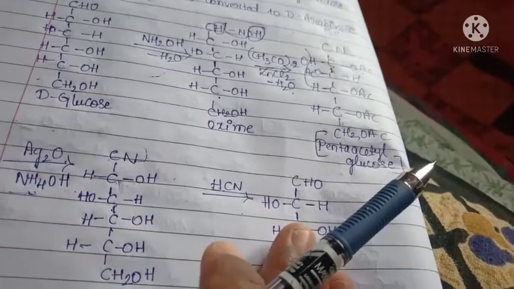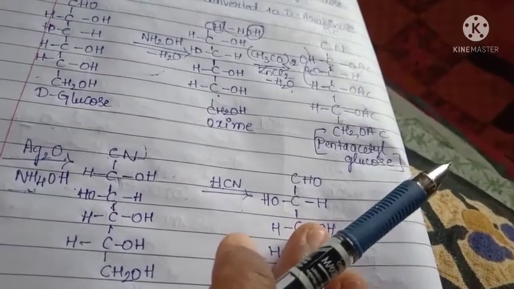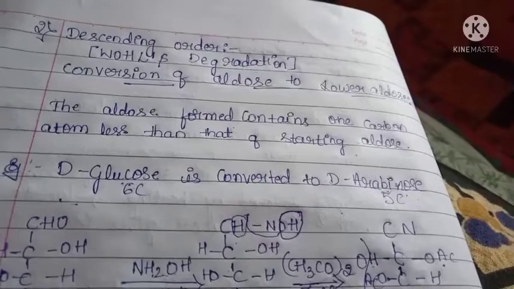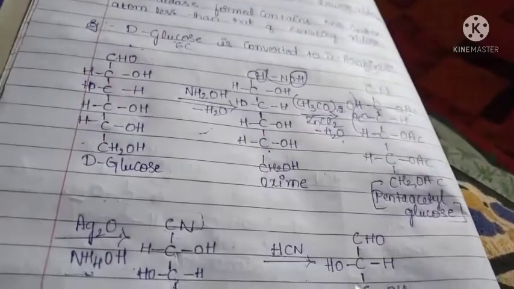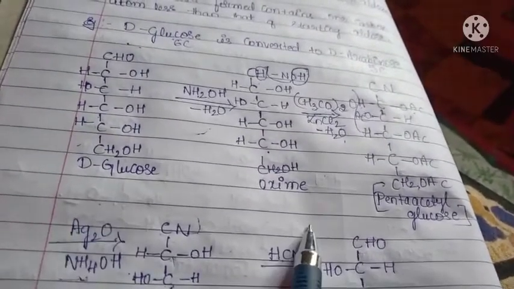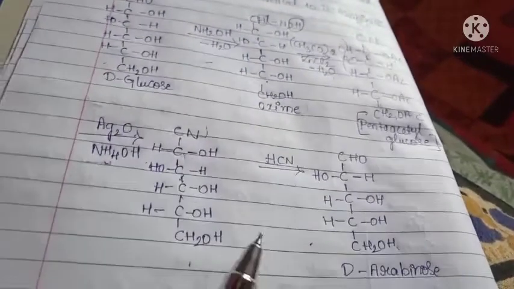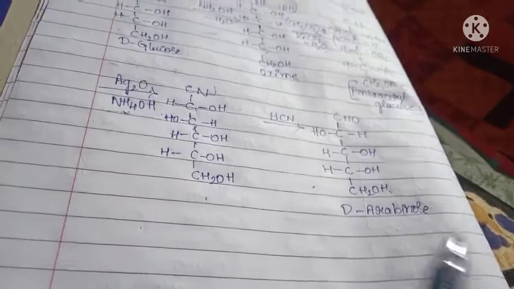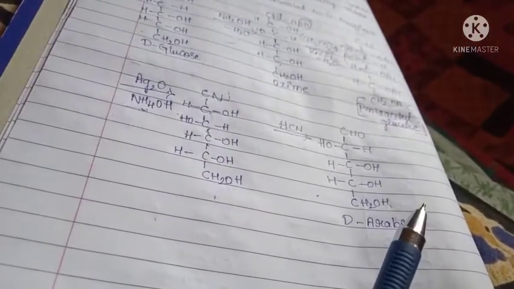Okay, this is all about the conversion of aldose to lower aldose. It means the aldose formed contains 1 carbon atom less than that of the starting aldose. This is D-glucose oxime to pentacetyl glucose, and then it reacts with ammonium hydroxide and D-arabinose is formed.